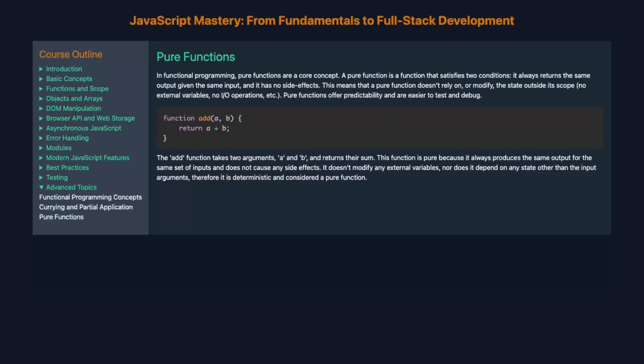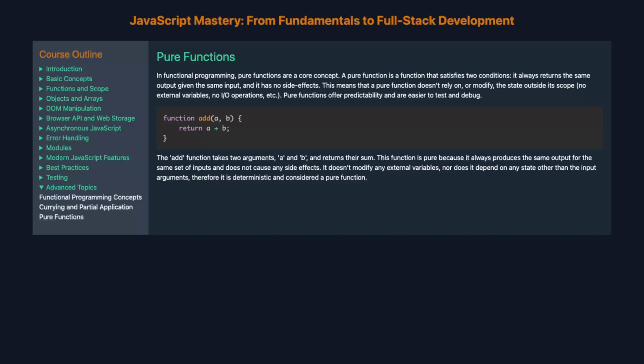A pure function is a function that satisfies two conditions. It always returns the same output given the same input, and it has no side effects. This means that a pure function doesn't rely on or modify the state outside its scope. No external variables, no I/O operations, etc. Pure functions offer predictability and are easier to test and debug.